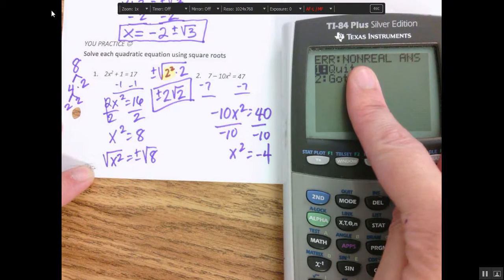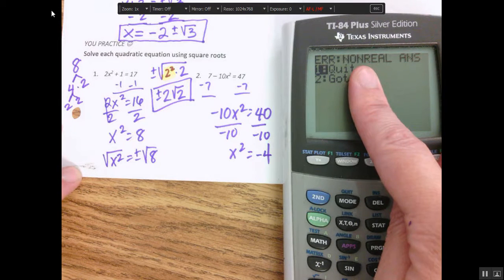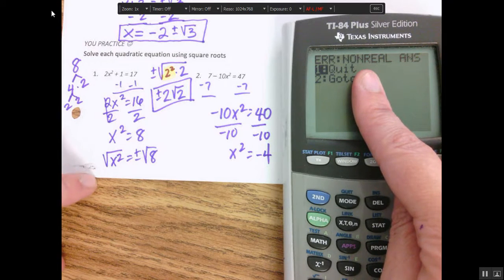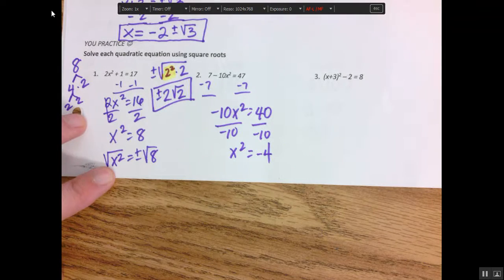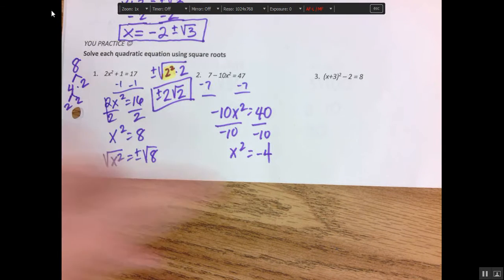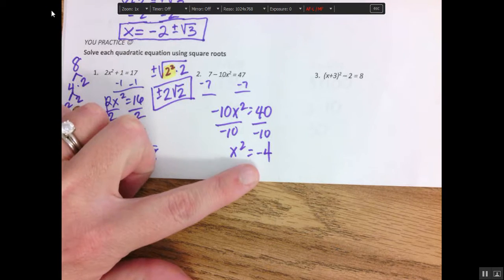If something's not real, what is it? Not in the real world. What's that other world called if it's not real? Think about kindergarten. Imaginary, exactly. Believe it or not, mathematicians have a whole set of imaginary numbers. And if you think I'm making that up, your teacher will tell you about it too in a couple classes. But the square root of negative 4 is actually an imaginary number.